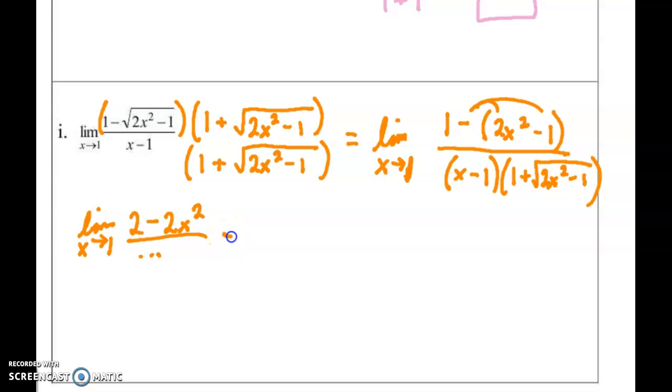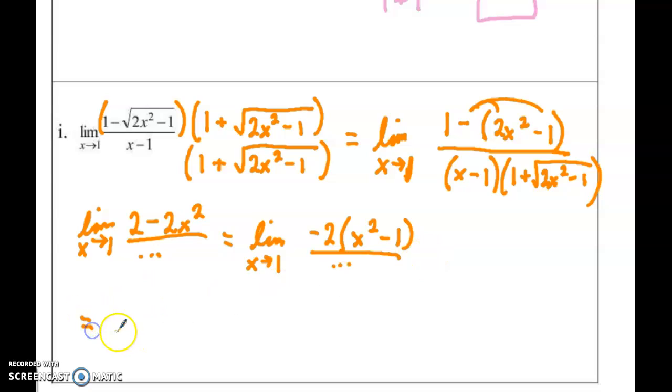I'm just trying to save some time. A good math student would write that out. Limit as x approaches 1. And I'm going to factor out a -2. That way it looks like x squared minus 1. Again, a good math student would rewrite all that out.